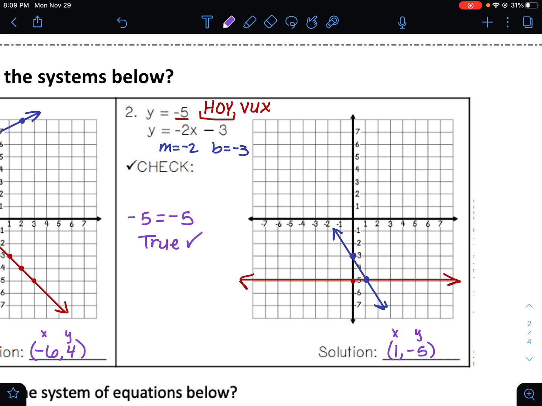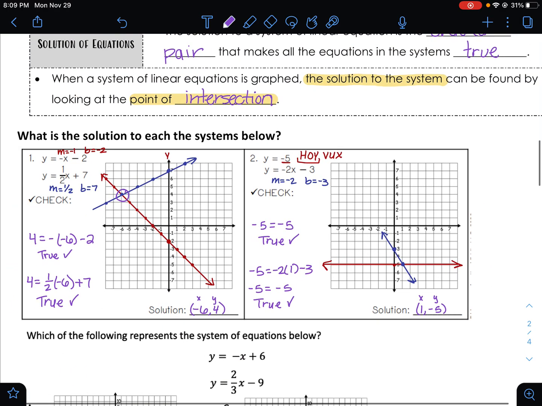And then the second one, we have, instead of y, we have -5 equals -2 times 1 minus 3. Well, we know -2 times 1 is -2, and -2 minus 3 is -5. Again, if you needed to, you could type that in the calculator. It would tell you that it's true. So we checked our work.